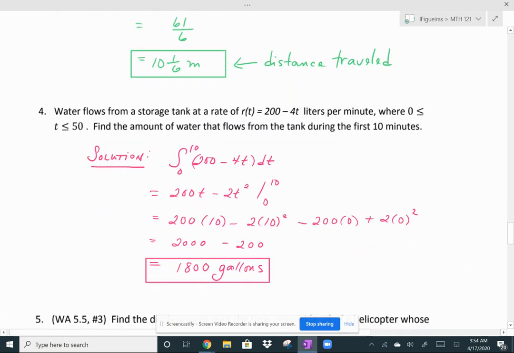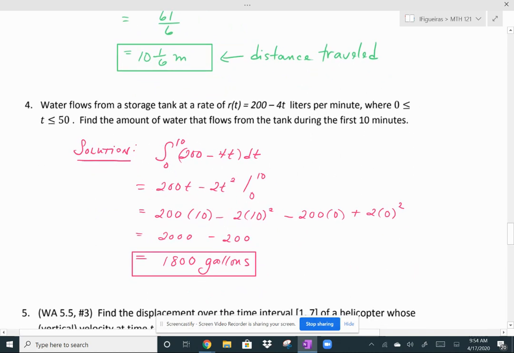All right, so number 4. Water flows from a storage tank at a rate of R of t equal to 200 minus 4t liters per minute, where 0 is less than or equal to t less than or equal to 50, and we want to find the amount of water that flows from the tank in the first 10 minutes. So we're only interested in what happens from minutes 0 to 10, so that's what you put in your integral. We're evaluating it from 0 to 10, and the rate is 200 minus 4t dt.